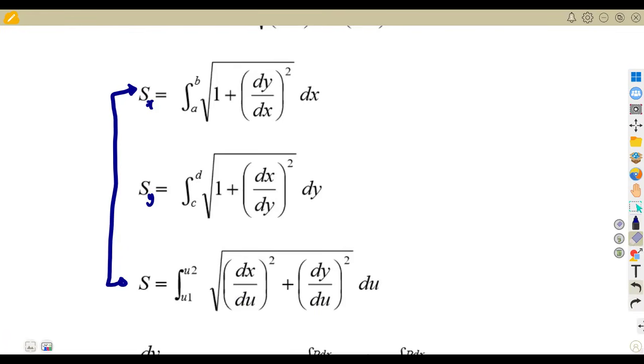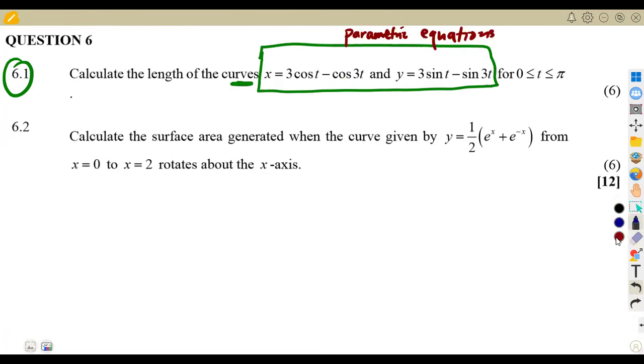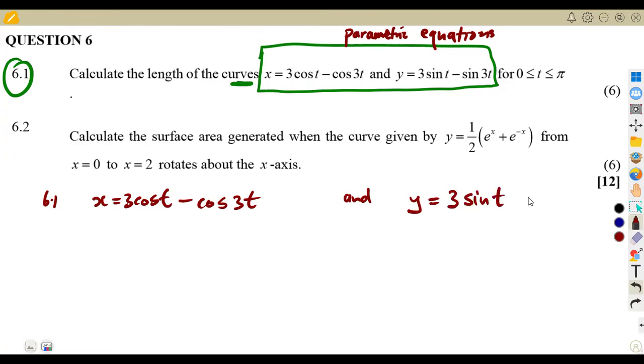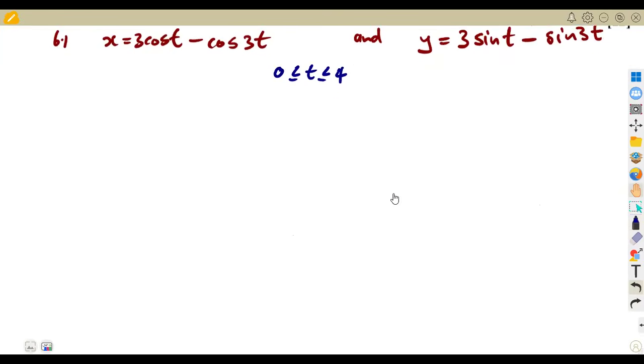All right, so I'm going to explain this formula with what we are given here. We are given two equations. That's what I was saying. These are parametric: X in terms of T, which is 3 cos T minus cos 3T, and also Y, which is equal to 3 sin T minus sin 3T, like this. And we have got the limit of T taken from 0 to pi. So that is the limit. I'm going to show you about this limit later on. So this is what you're given, and you want to calculate the arc length.